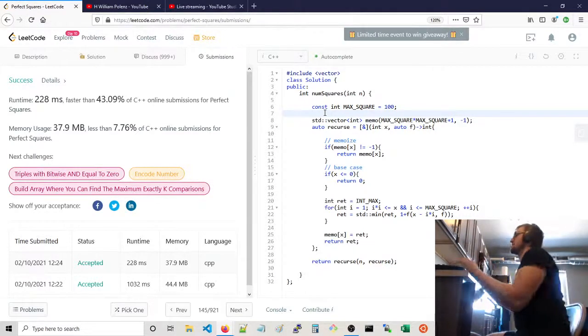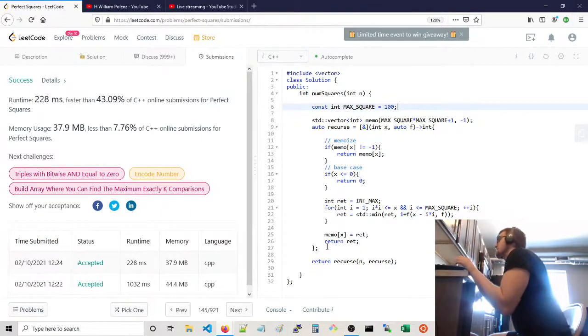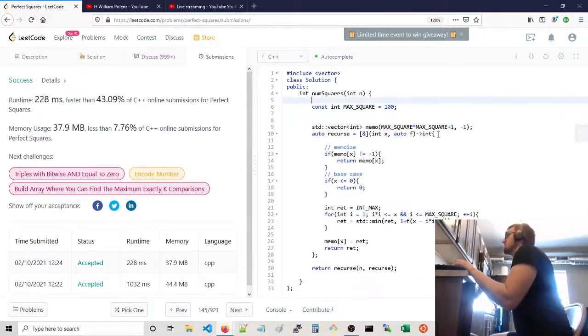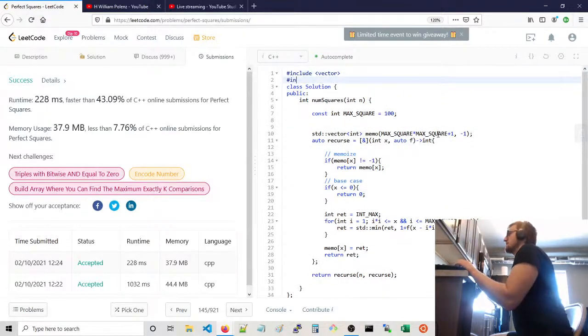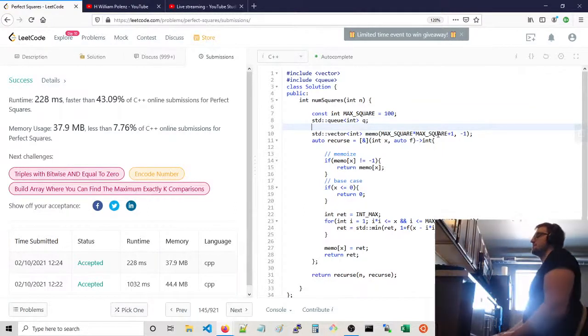Could try something like this, I guess. Like a breadth first search might do it. It'd be a little bit different, but let's think about how that might be done. So I have a queue. We're going to use a queue. We're going to use a vector as well. We'll have a standard queue of integers, and we're actually going to use, I guess, like a working set. We're going to do a level by level breadth first search.